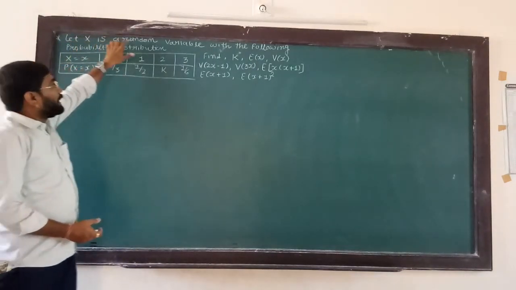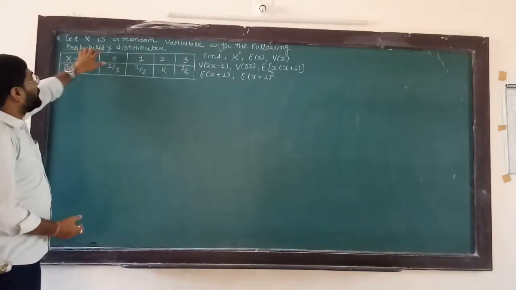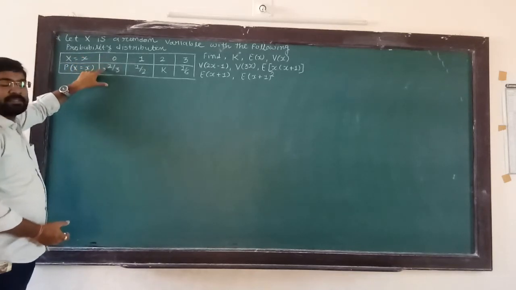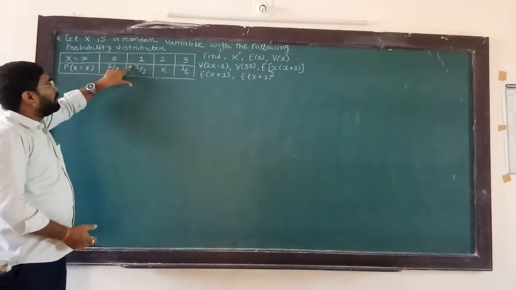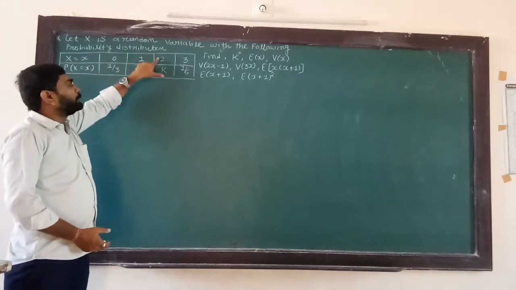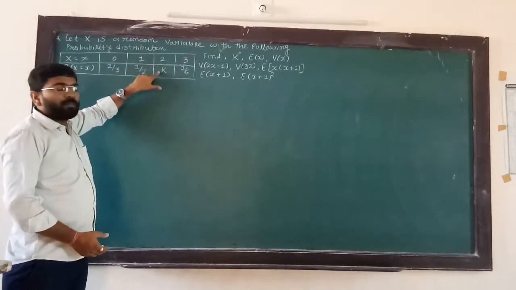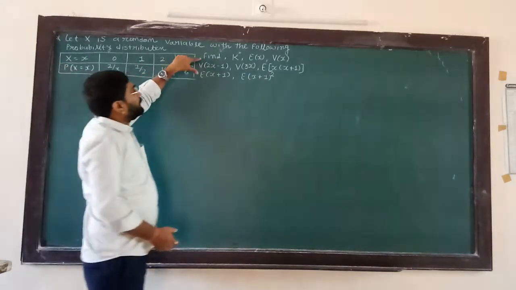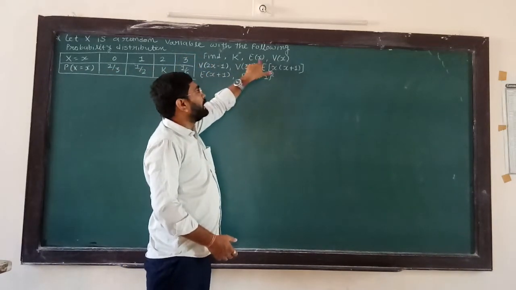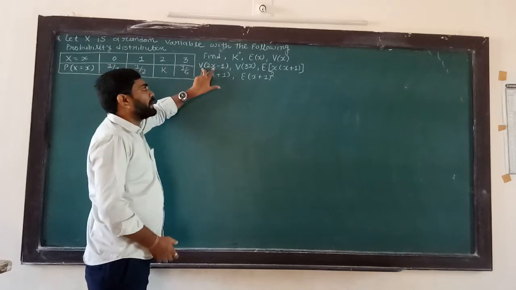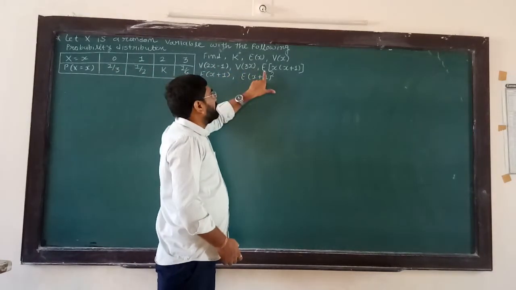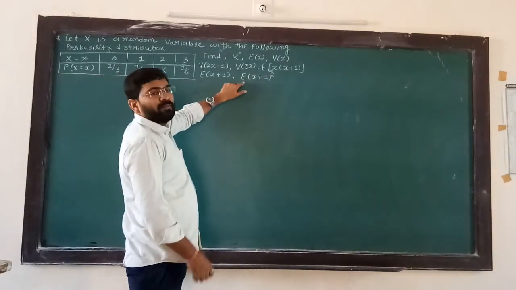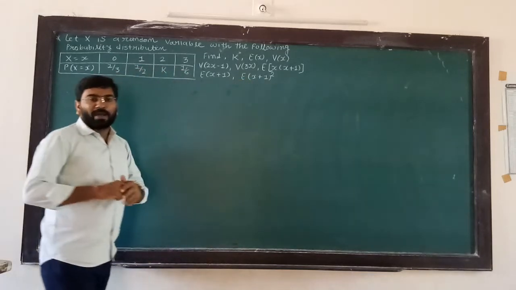Let x be a random variable with the following probability distribution. The probability distribution is given: x value is 0, then probability is 1 upon 3; x value is 1, probability 1 by 2; x is 2, then probability is k; x is 3, then probability is 1 by 6. We can find the value of k, mean, variance, variance of 2x minus 1, variance of 3x, expected value of x, expected value of x plus 1, and expected value of (x plus 1) square.